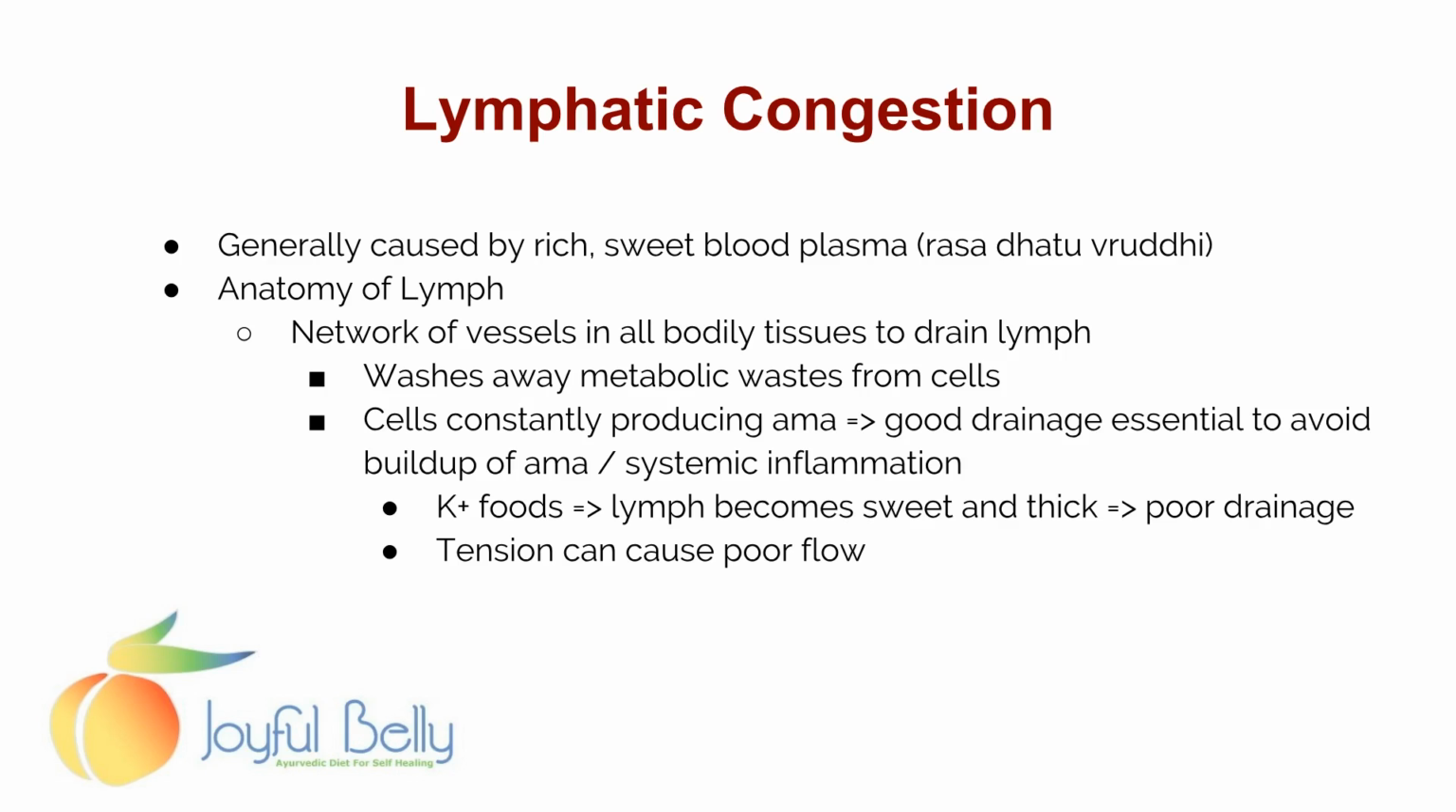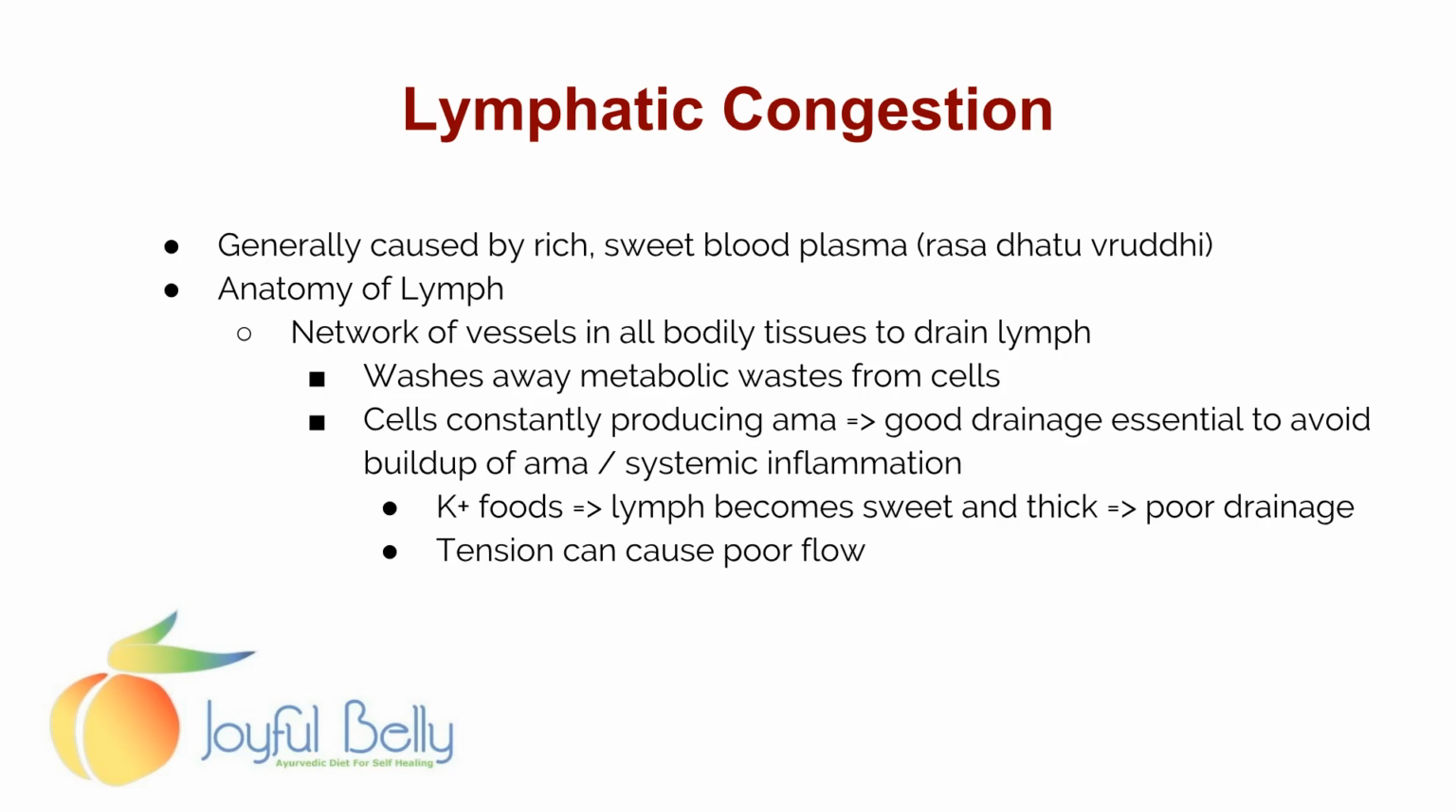The lymphatic system is a network of vessels in all bodily tissues to drain your lymph. And it washes away metabolic waste products from cells. And if your lymphatic flow is disrupted, then those metabolic wastes will accumulate. So every cell of your body is producing those metabolic wastes. They're called mala, and a buildup of that mala creates a condition of ama, right?